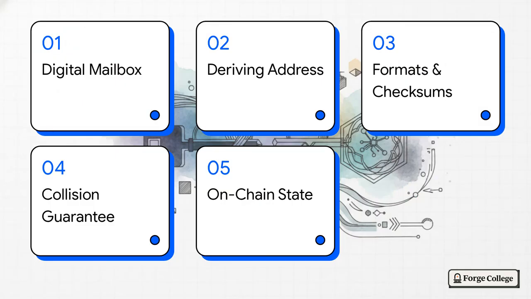Okay, here's our roadmap for this explainer. First, we'll look at the digital mailbox analogy. Second, deriving your address. Third, formats and EIP55 checksums. Fourth, the zero collision guarantee. And finally, next stop, on-chain state.